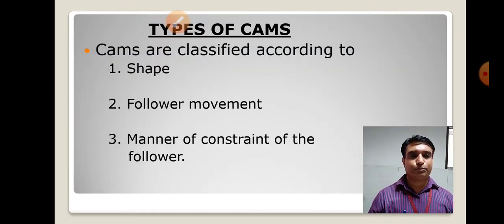We have seen in our previous lecture that there are basically three types of cams. First, the classification of cam on the basis of shape. Second, the classification of cam on the basis of follower movement, and third, the classification of cam on the basis of manner of constraint of the follower.